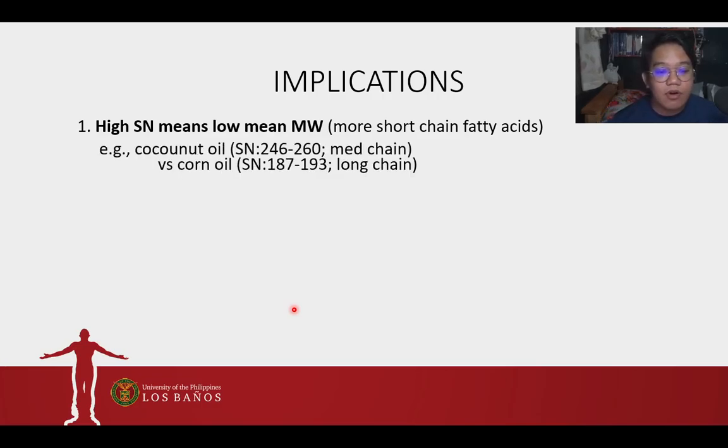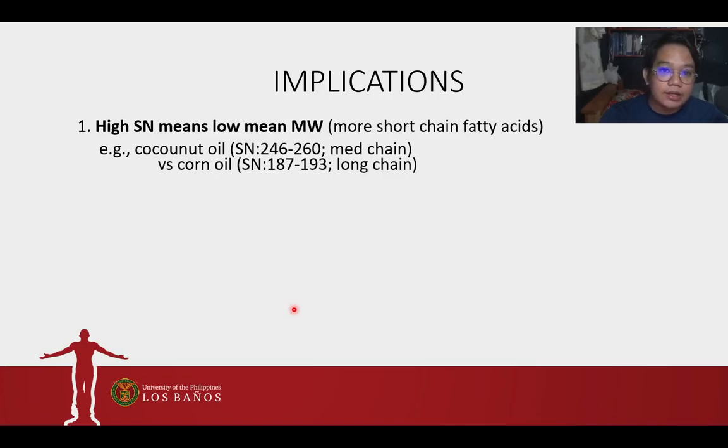So, for example, we have coconut oil versus corn oil. For coconut oil, the saponification number ranges from 246 to 260 milligram KOH per gram of fat or oil. And for corn oil, the saponification number ranges from 187 to 193 milligram KOH per gram of oil. Okay? So, based on their structure, our coconut oil consists of medium-chain fatty acids, while our corn oil consists of long-chain fatty acids.